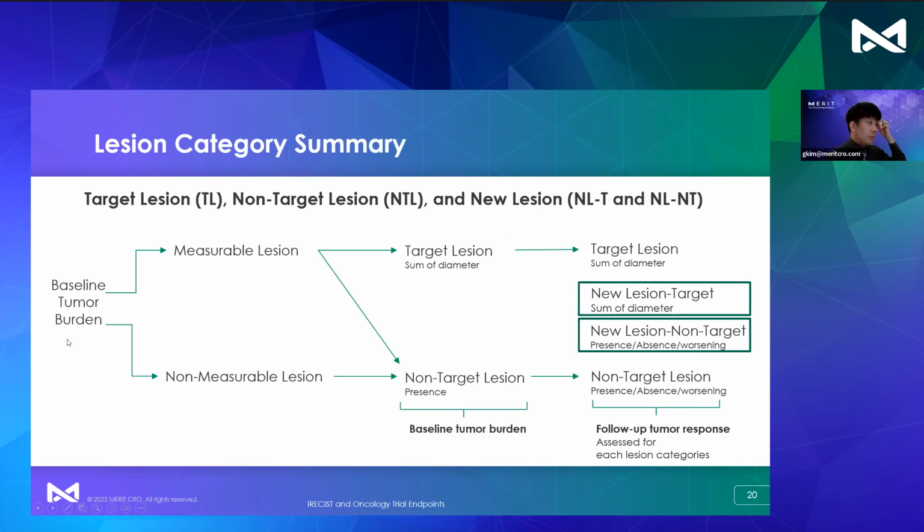In summary of the lesion categories, the baseline tumor burden is first identified as measurable or non-measurable lesions, and these are then grouped into the target and non-target lesions. That will be a patient's baseline tumor burden. The lesions within the target and non-target groups will still be followed at any follow-up time points. Upon follow-up, we assess whether any new lesions fall under the new lesion target or new lesion non-target. So there will be four groups of lesions being followed at the follow-up visits.